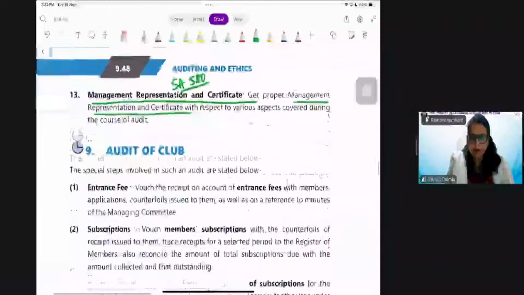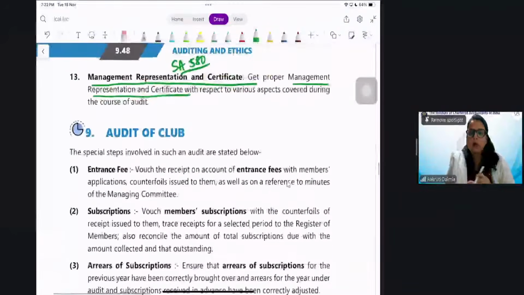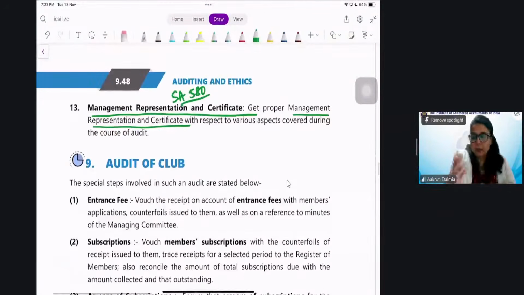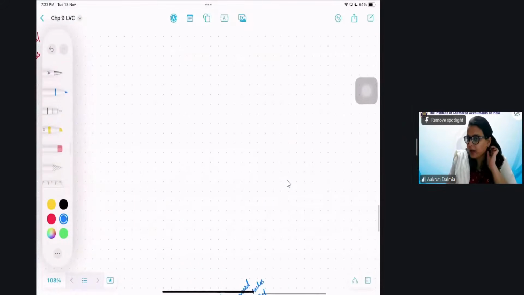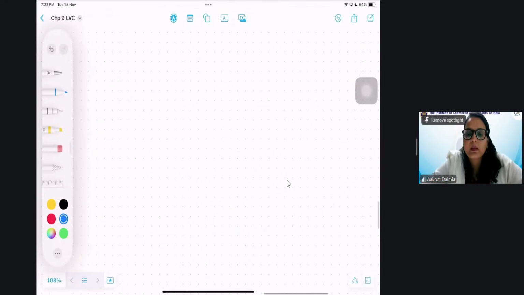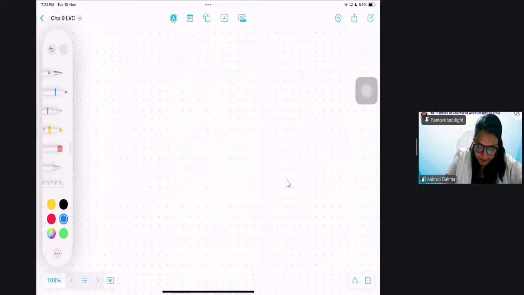So audit of hospital is done. Okay, what is the difference between legacy and donation? That was also explained in the last class. What did I explain in the last class, students? Tell quickly. What is the difference between legacy and donation? Anyone? If you remember, otherwise I can revise for all of you.